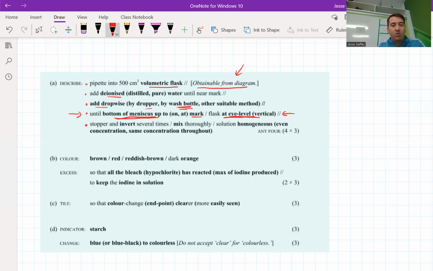Stopper and invert is one way, mix thoroughly. Stopper and invert, mix thoroughly. Again, those are one or the other. You can't have marks for both of them. So that's what this double dash line means. You have to have something from this section, and from this section, and from this section. You have to have one thing from this section, but you can't get marks for both.